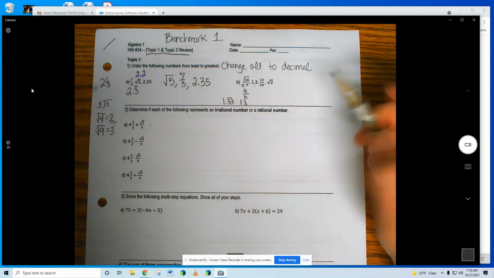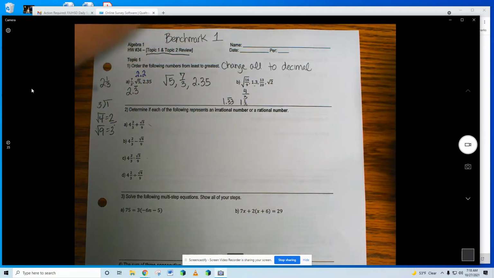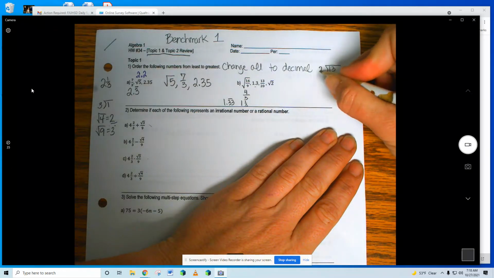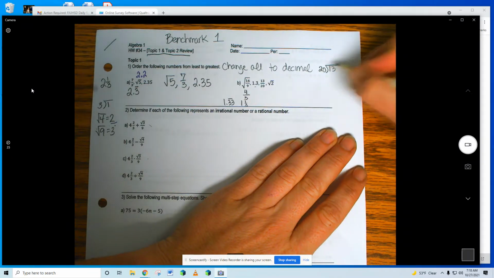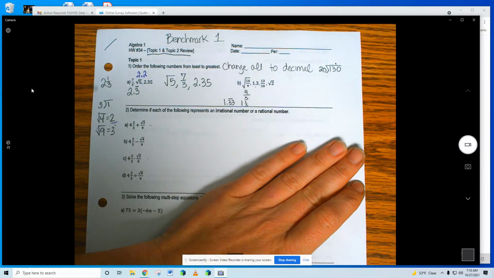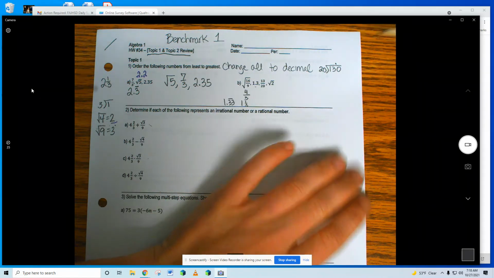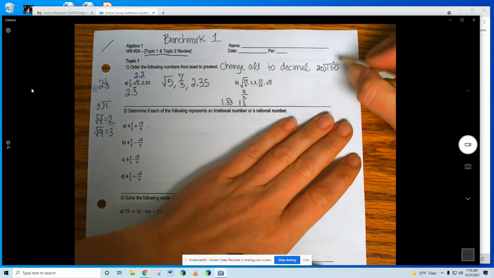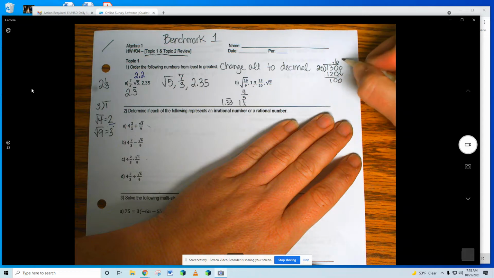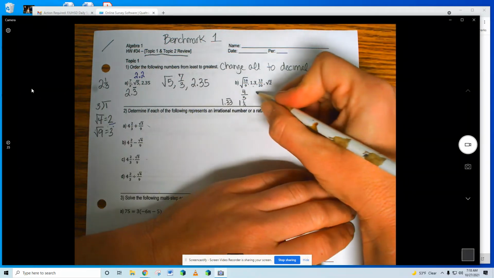All right, 13 over 20. I don't know, so I go like this. 20 goes into 13? Nope. Add a decimal and a 0. 20 goes into 130. 20, 40, 60, 80, 100, 120. That's 6 times. 0.6. And then I can bring down zeros. 0.65. Wow, super small.